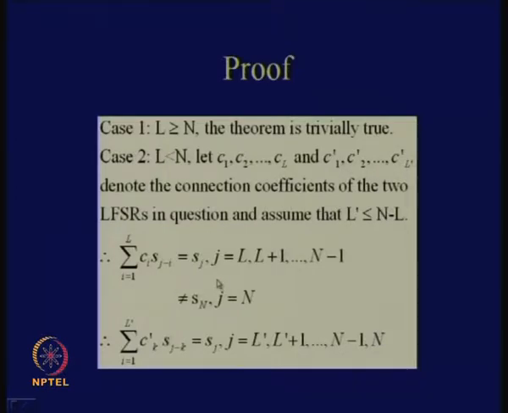So this LFSR is generating till n minus 1 values, but this one is generating till the nth point, the nth value, but this one is not generating the nth value. So therefore, this inequality. Okay. Is it okay?